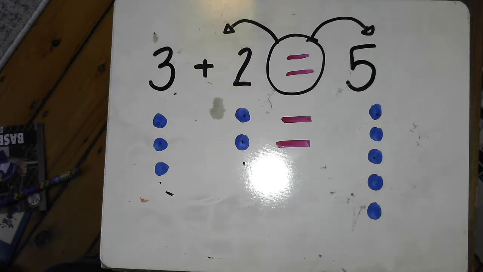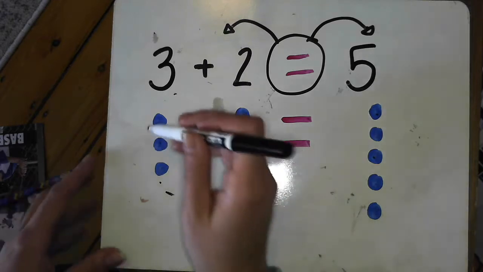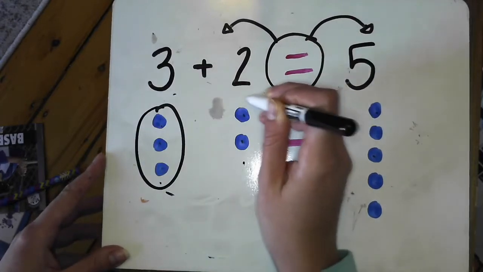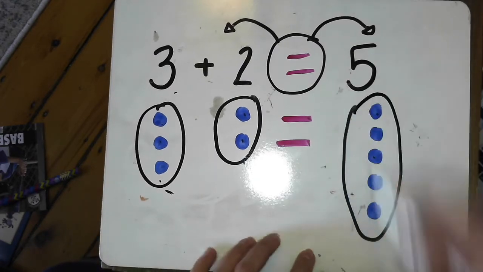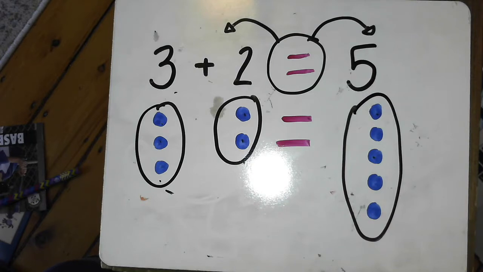Think about it as if these were cookies. If you had one plate with 3 cookies and another plate with 2 cookies and had them both, that's really the same thing as having 5 cookies on a plate. If one kid got 3 cookies and 2 cookies together, they would have 5 cookies. It would be the same as getting 5 cookies all at once. That's what that equal sign shows.